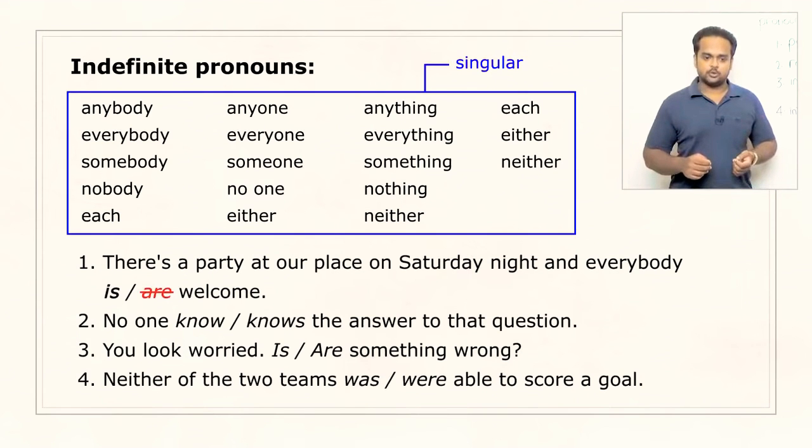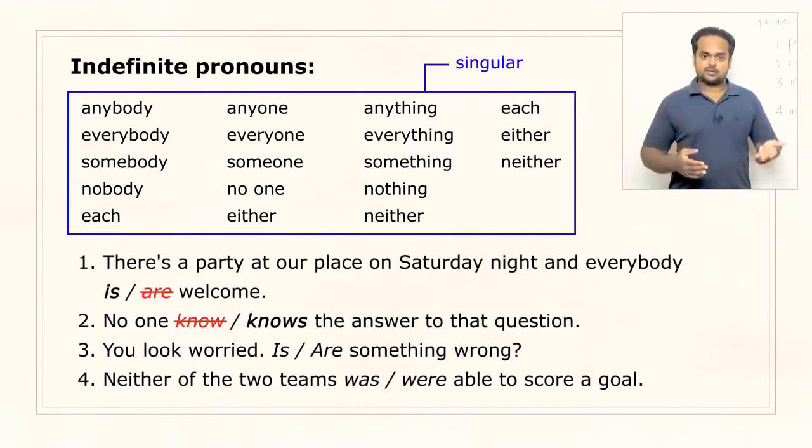In the same way, in number 2, no one knows the answer to that question. We're talking about no one. In number 3, you look worried. Is something wrong? And number 4 is a little tricky. What it means is that a match happened, let's say a soccer match. 2 teams played, Team A and Team B. Team A did not score a goal, and Team B also did not score a goal. That's what neither means. It means not either. It's the opposite of either.